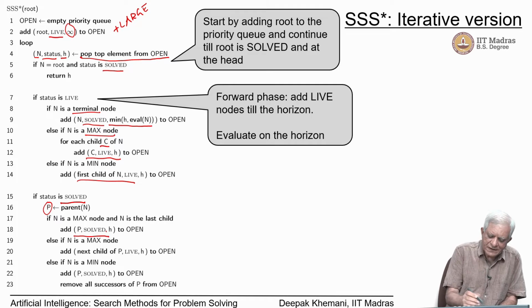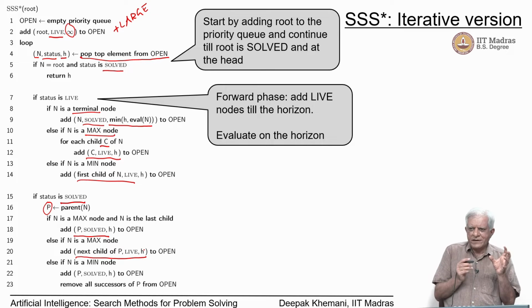If n is not the last child and it is a max node, then we add the next child of p to open. This corresponds to the recursive call that I was talking about, where once you have solved the max node, you recursively solve its sibling essentially.